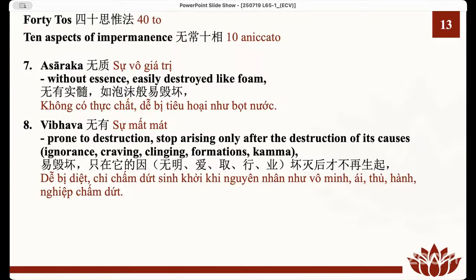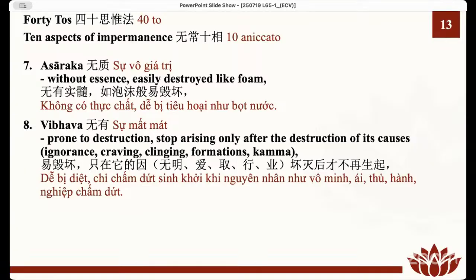So we can also say it's very weak. Compared to hardwood, softwood is very weak, very soft. Hardwood is the strongest in the tree. We can also understand that there is no solidity in this body. They are very easy to perish. That's why they are also called asaraka.